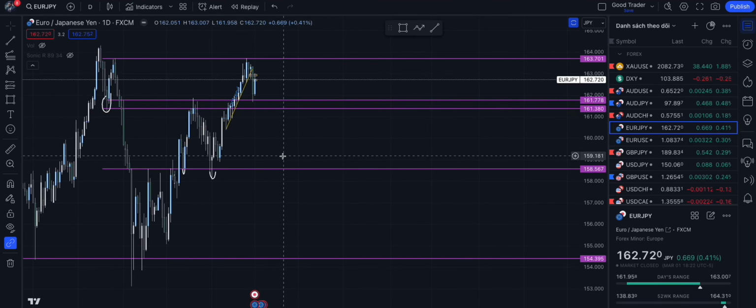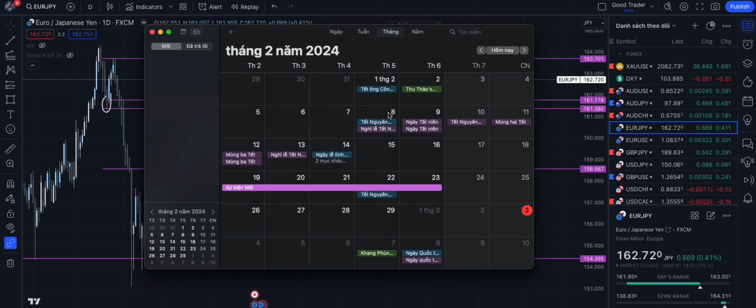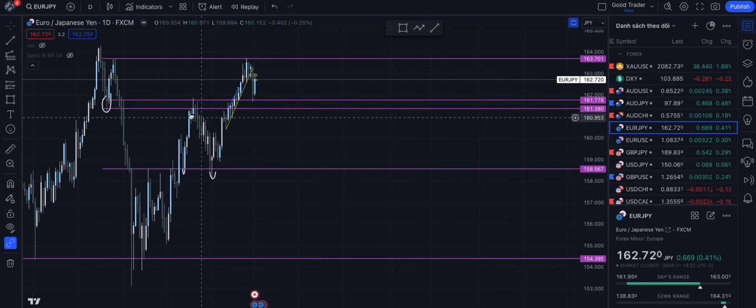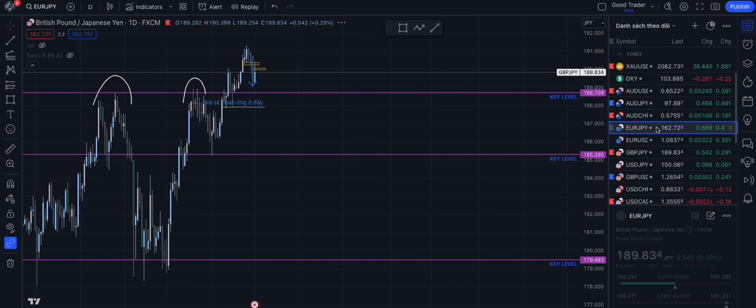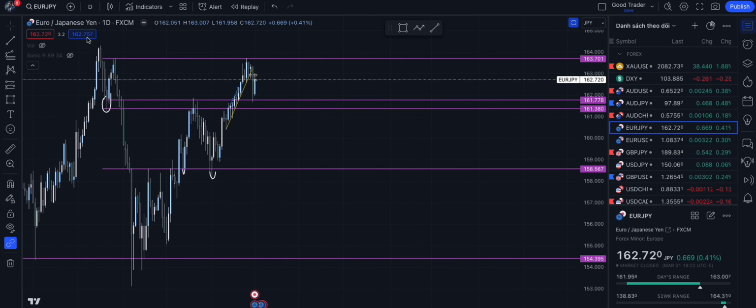Plan the trades for this week, the first week of March. I am looking for the trading opportunity for the euro and the yen, as well as the pound and the yen. We will get into that later. First, start with the euro and the yen. So what do we have here?